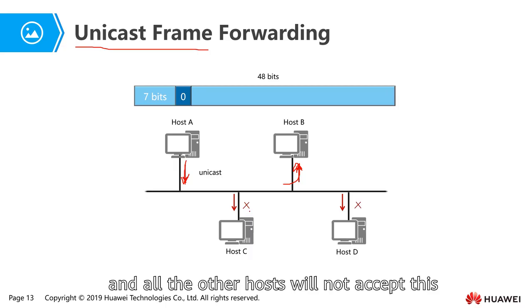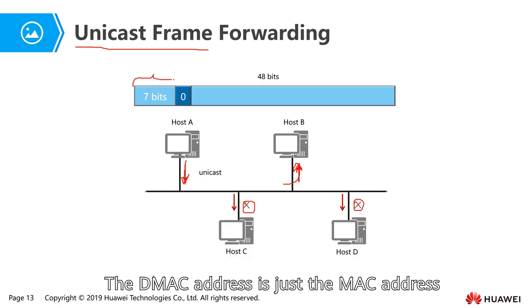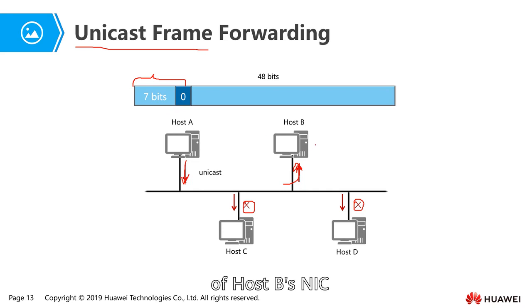And all the other hosts will not accept this. That's one sender, one receiver. In this frame, the destination MAC address is just the MAC address of host B's NIC, network interface card.